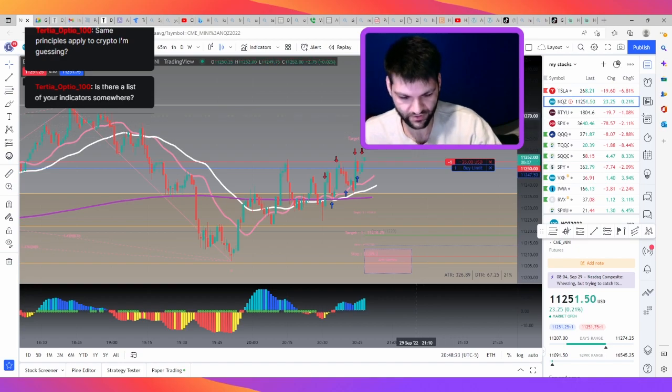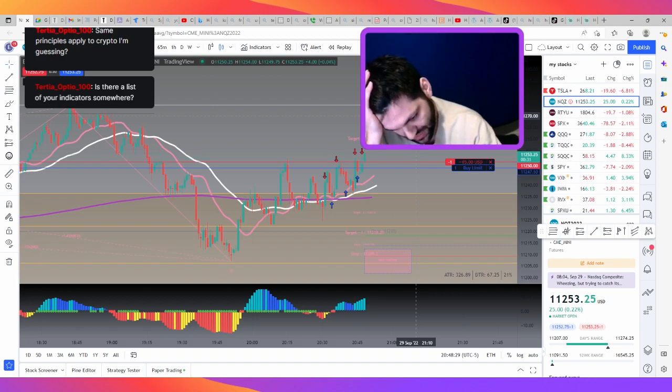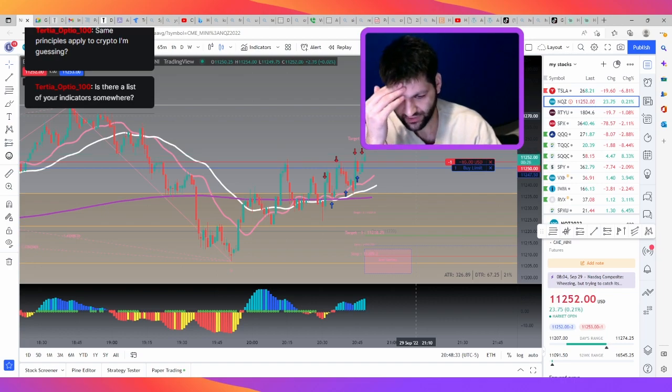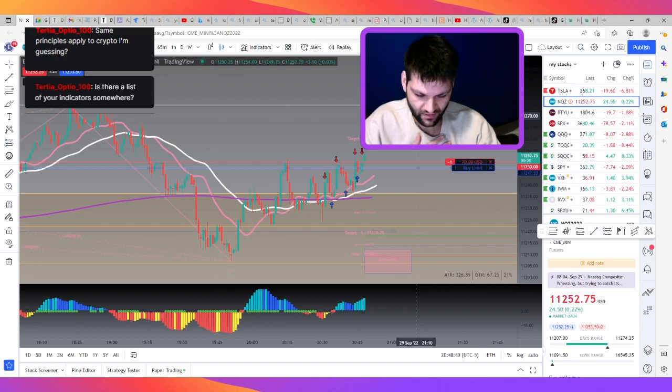Do I use divergence? I do not, but my partner in Discord does use bullish and bearish divergences a lot. When I say a lot, I mean a lot. He uses them a lot, and he's very successful with them. I just don't happen to use them myself.